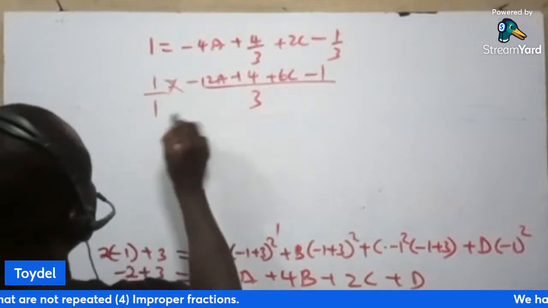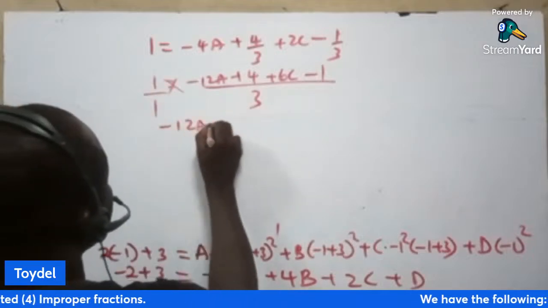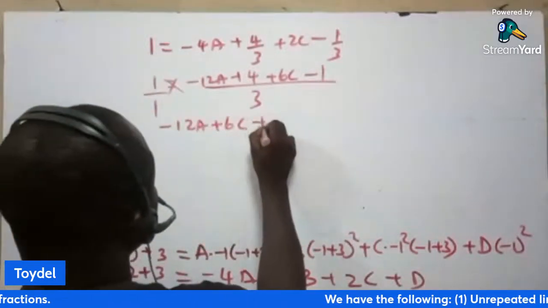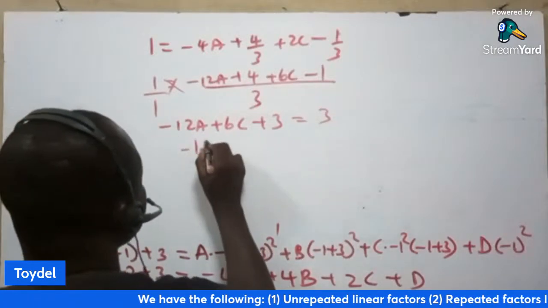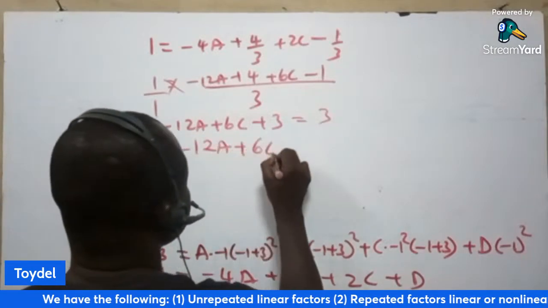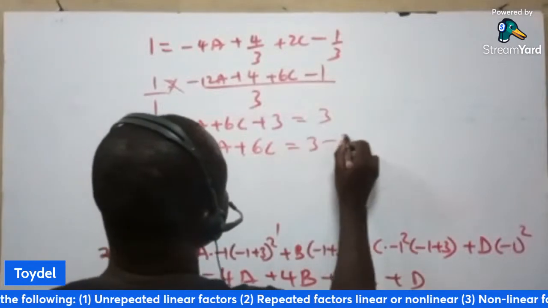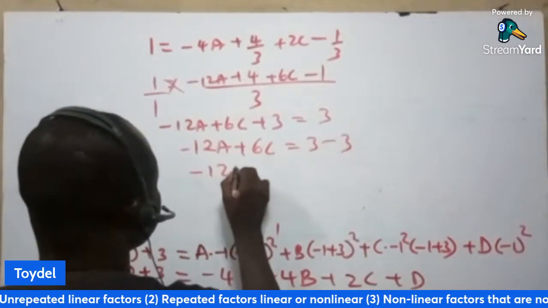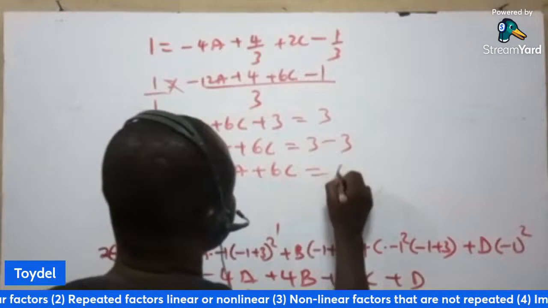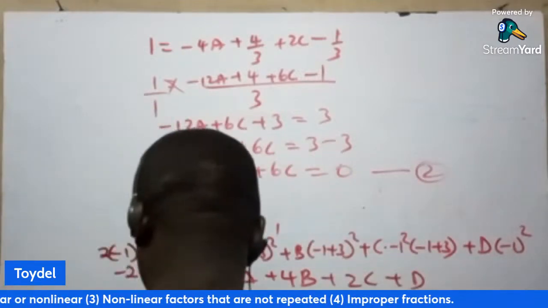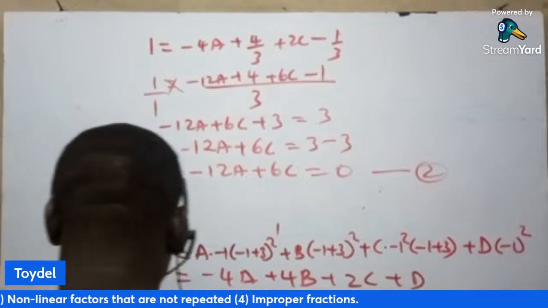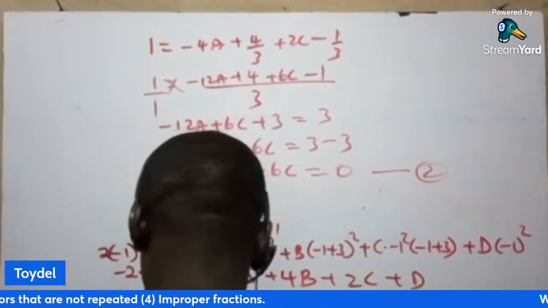When you cross multiply, I will have minus 12a plus 6c plus 3 equal to 3. So I will have minus 12a plus 6c equal to 3 minus 3, so minus 12a plus 6c equal to 0. That is equation 2. Let's bring the two equations together now.